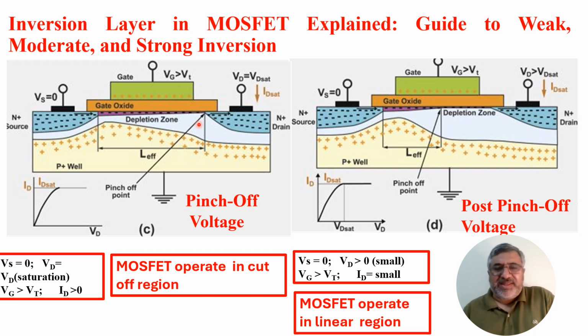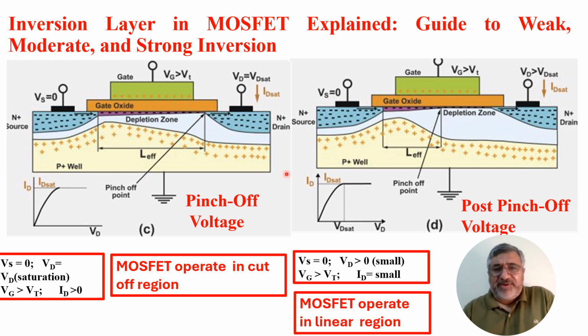Now the question arises, what happens at pinch off? The channel near the drain becomes depleted and no further increase in the drain voltage can enhance the channel near the drain. The channel is narrowing. Although the channel is still connected at the source, it begins to pinch off at the drain side. Beyond this point, any further increase in drain voltage VD does not significantly increase the drain current.